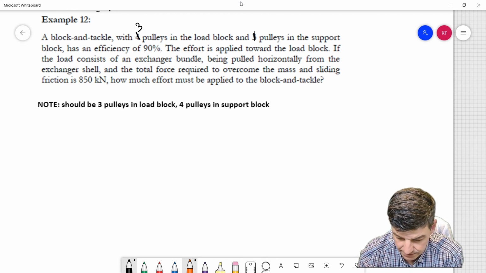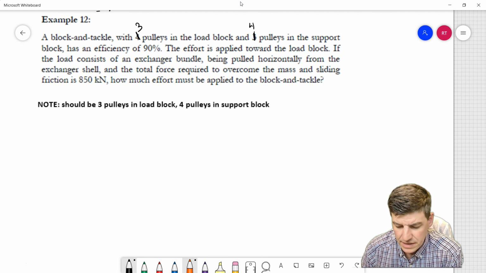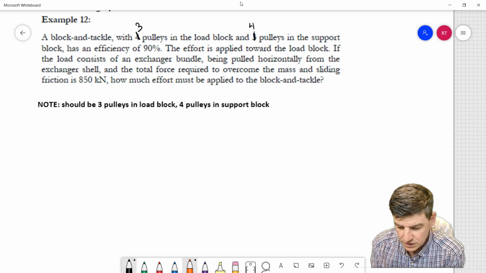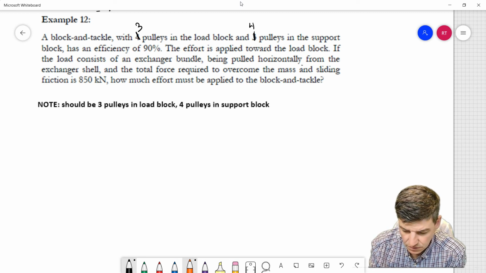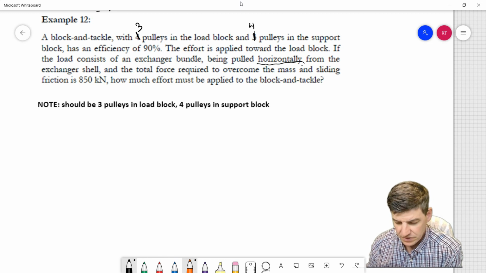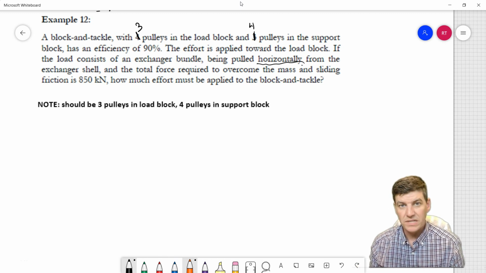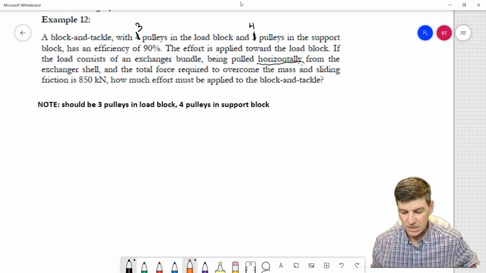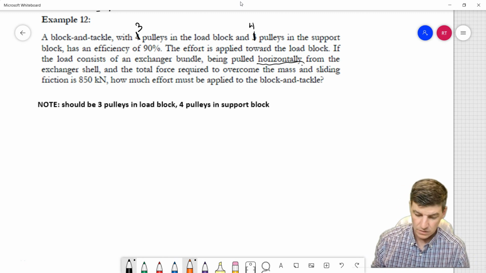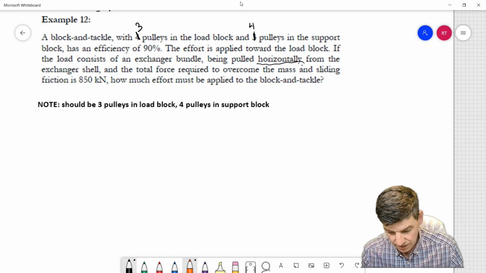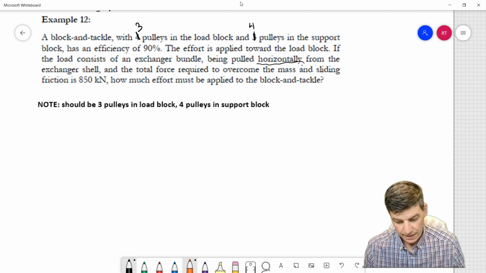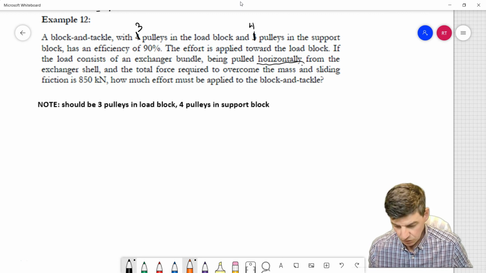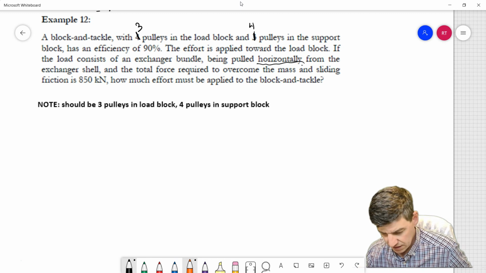Okay. The other thing that's different about this question is that instead of a vertical load, it's a horizontal load. So we'll have to make sure we understand some of the arrangement details when we're figuring out our VR, because it's no longer an up or down pull, but we have to make sure we have the right VR for this. So block and tackle with a certain number of pulleys in the load or support block has an efficiency of 90%. Effort is applied towards the load block. Okay, so we'll make sense of that.